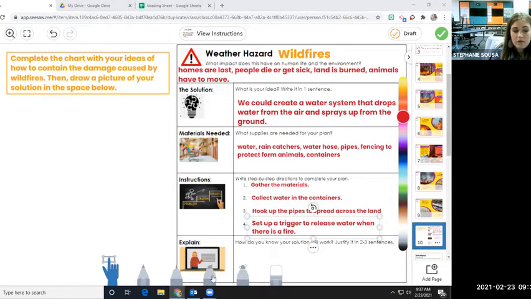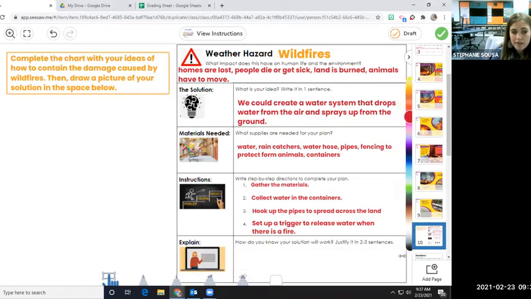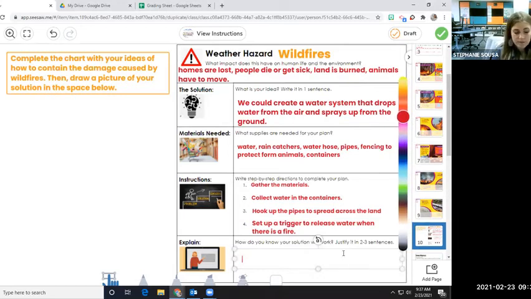Okay. The final step is explain. How do you know your solution will work? Justify it in 2 to 3 sentences. This is where we're going to explain how we know this is a good idea. We've all already said this. We know that water puts out fires. Water fights fires. Wet things don't burn. We're going to add more, but you can start with that.